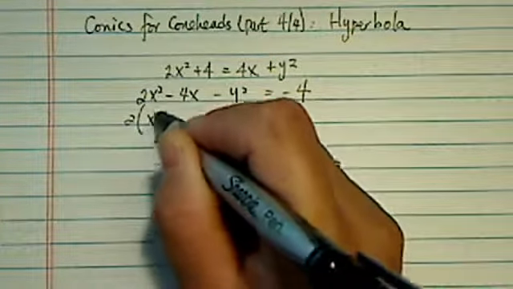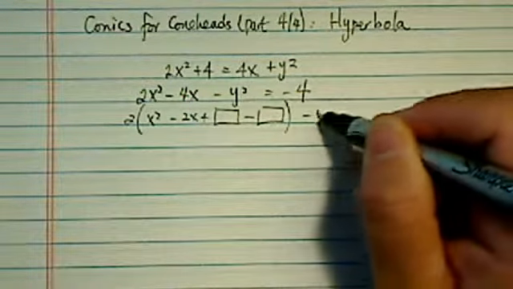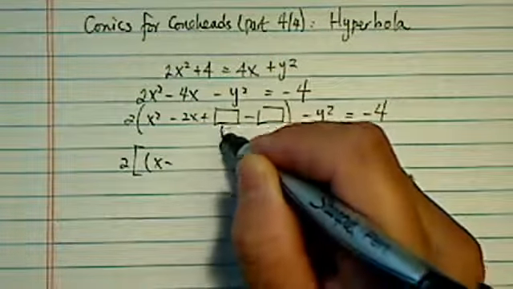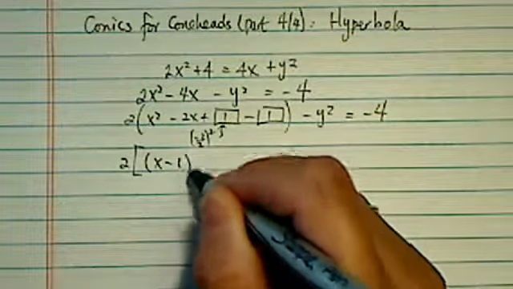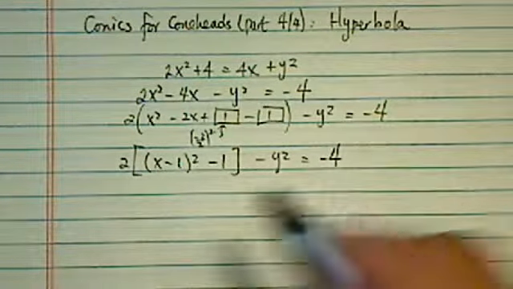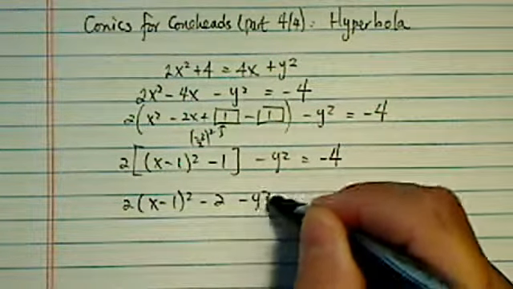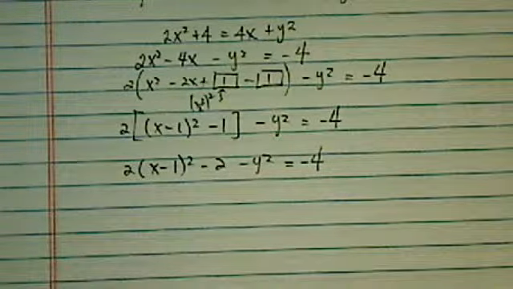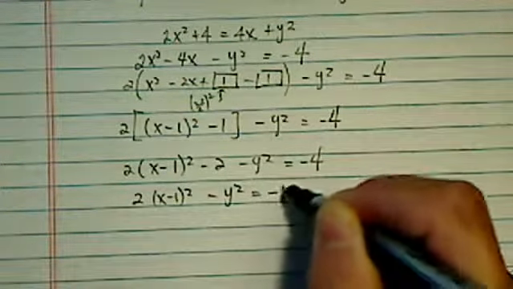Okay, let's pull the 2 out here, x minus 2x. I'm going to add a number and subtract a number, so I can finish completing the square. This is equal to minus 4. 2, and then x minus, what I'm going to put in here is minus 2 over 2 squared. So each one has a 1. x minus 1 here, minus y squared equal to minus 4. So I have 2 times x minus 1 squared minus 2 here, minus y squared equal to minus 4. Let's move the minus 2 over, so I have 2 times x minus 1 squared minus y squared equal to minus 2.